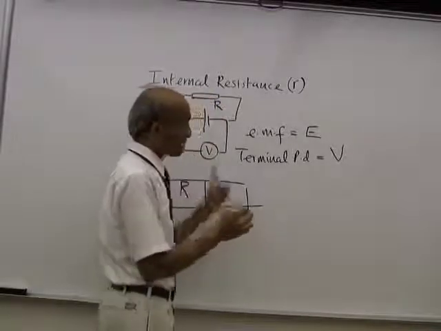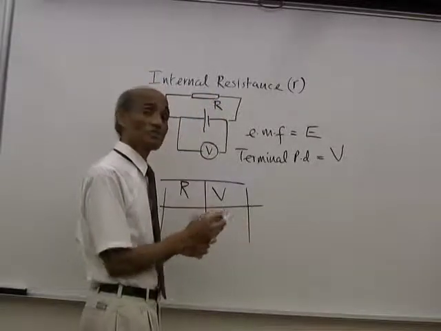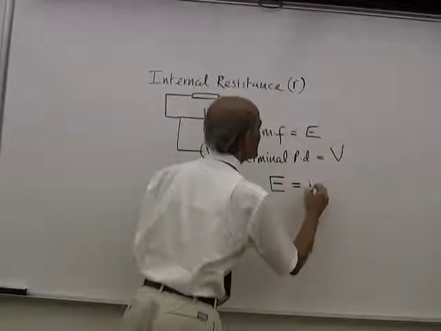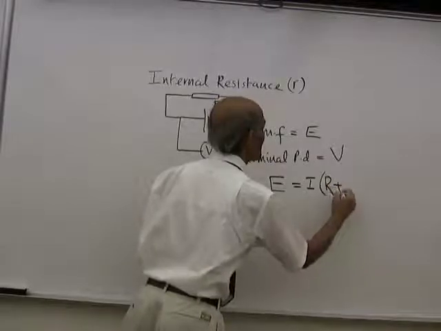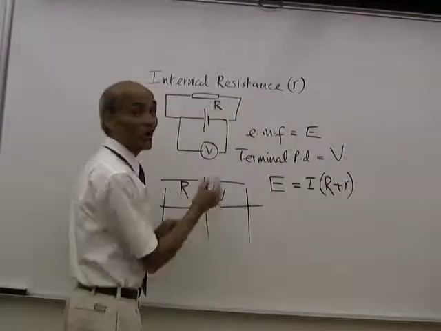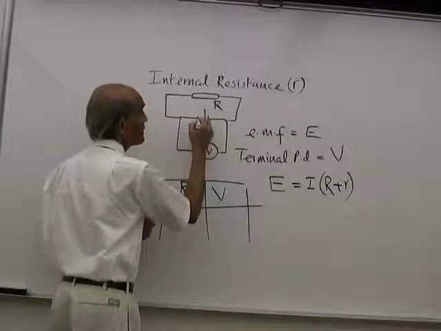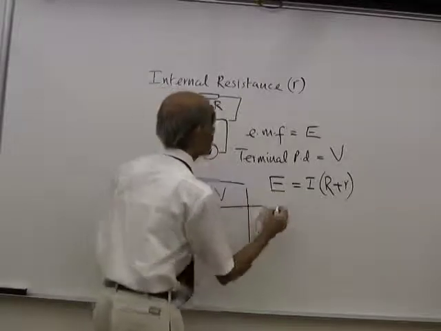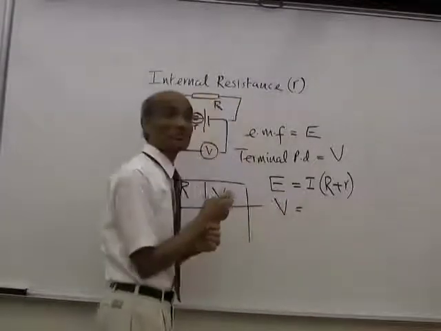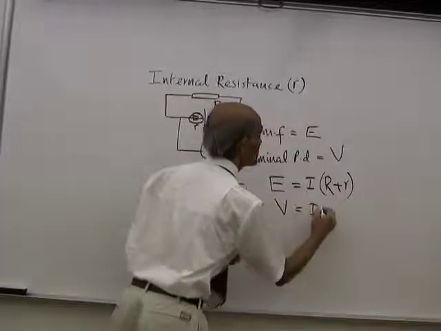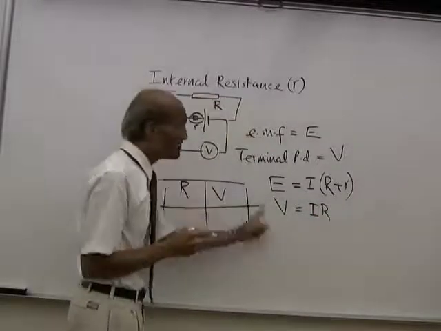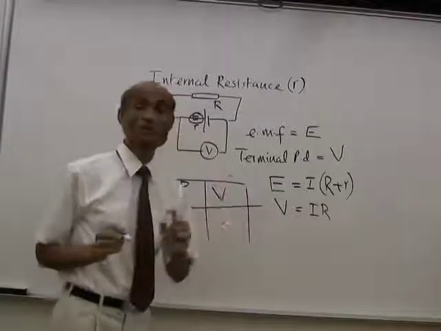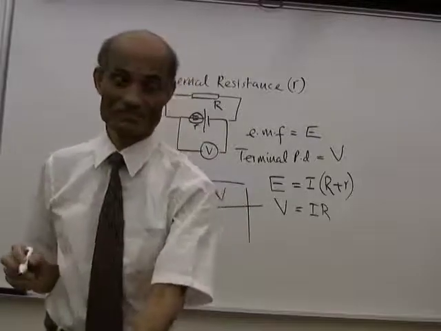Well, I'm going to write down the equations I had given you. The complete equation for the circuit is E equal to I times (R plus r), where small r is the internal resistance of the cell. And for the external circuit, the terminal potential difference is V equal to IR. And using these 2 equations, we obtained an equation for the internal resistance.